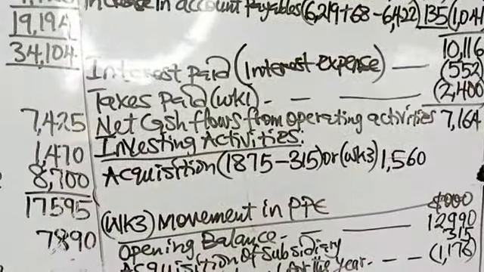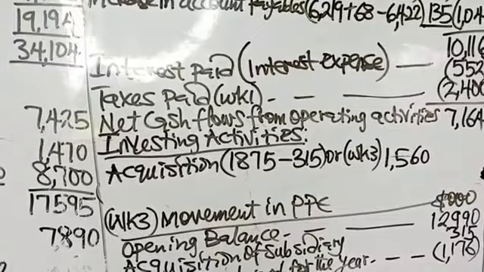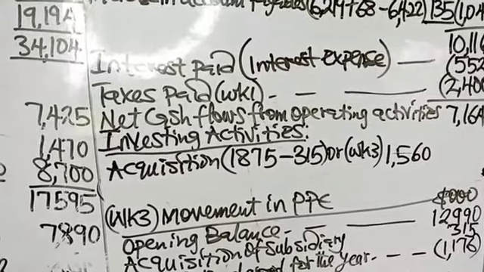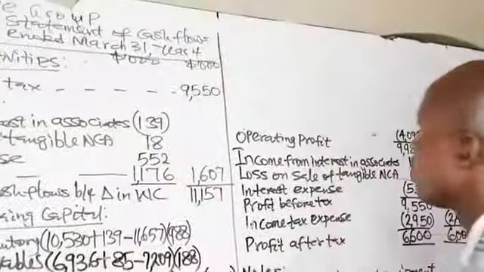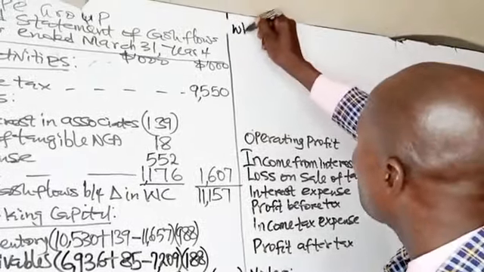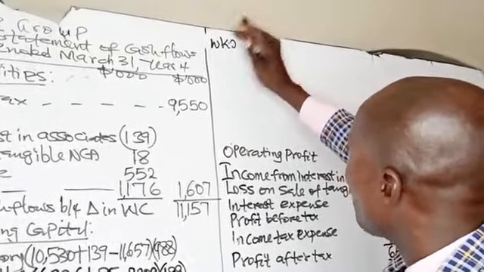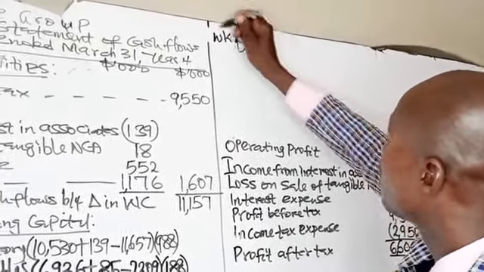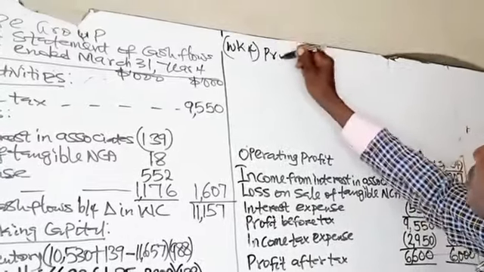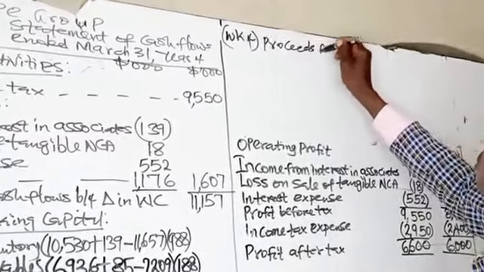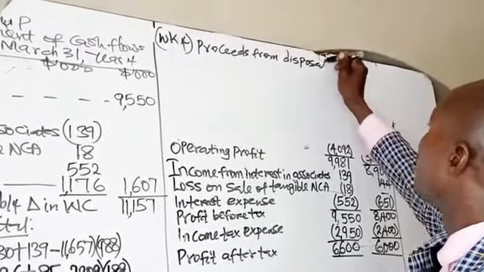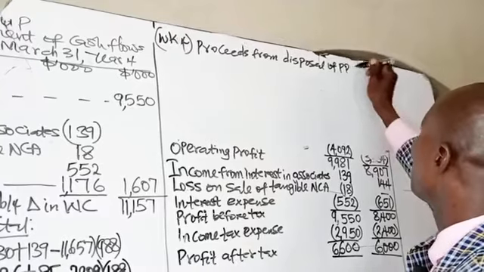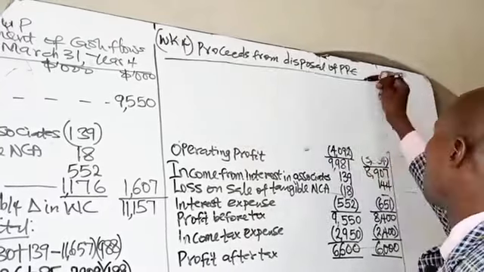1,560. Then the PPE which was disposed during the period, how much is the proceed from disposal of the PPE? Let me have that as working number 4. Proceeds from disposal of PPE.